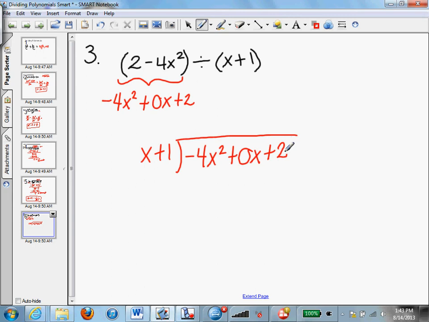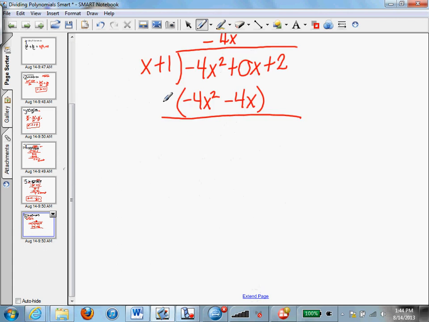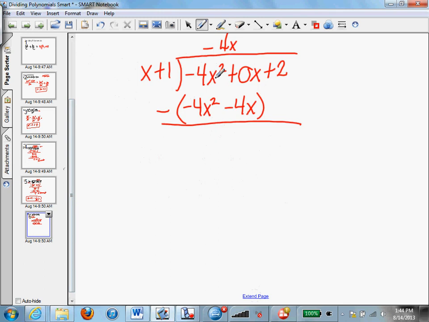Now let's make the x and the negative 4x squared match. To do that, we need to multiply by a negative 4x, because when you multiply the x and the negative 4x, you're going to get the negative 4x squared. So, like we said, negative 4x squared, then we have plus 1 times the negative 4x, leaving you with negative 4x. Let's write that in parentheses like we have been. Let's put our negative out in front. So we subtract these.